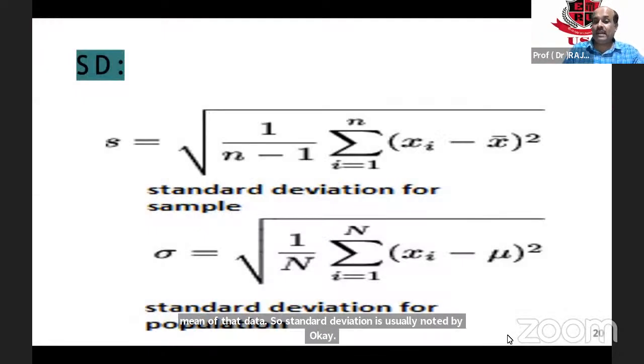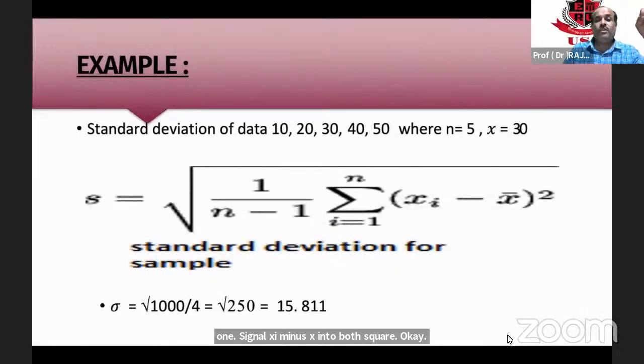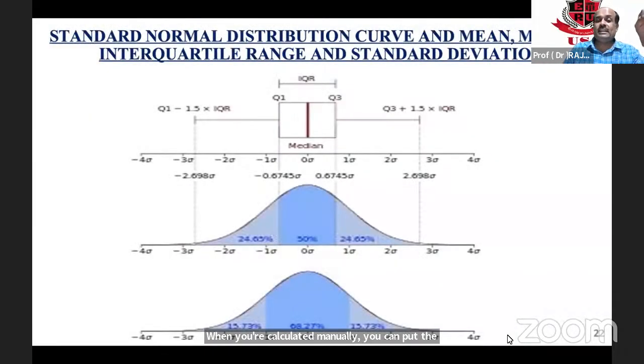Standard deviation is the square root of 1 divided by n minus 1, sigma of xi minus x-bar, whole squared. Otherwise, you can also use the other formula. If your numbers are 10, 20, 30, 40, when you calculate it manually, you can put the numbers in and find the standard deviation.